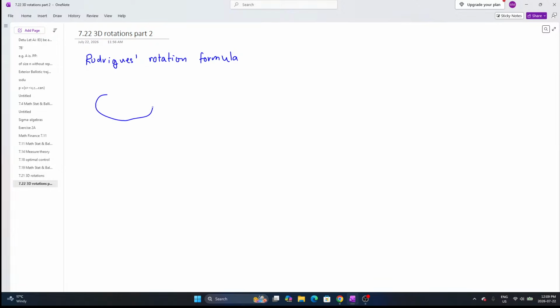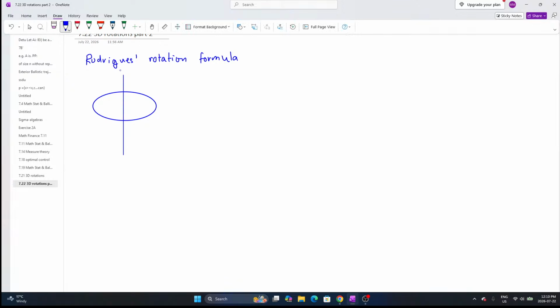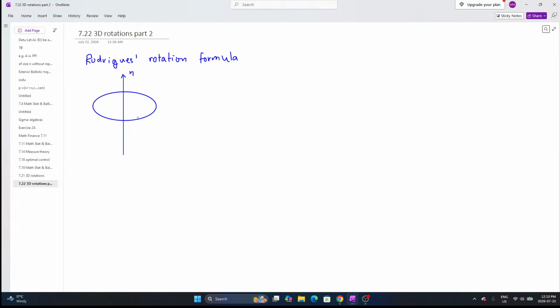Here, let's first draw the diagram. Suppose we have the rotation axis, and the axis is described, as mentioned, by a unit vector n. Suppose this is a unit vector n, and here we have a vector x. Suppose we fix the origin at the starting point of n, and also the vector x starting from the same origin. And then we're going to rotate x about n by an angle of theta.